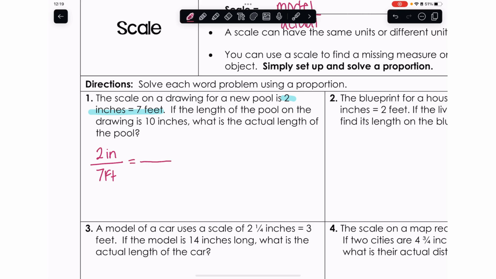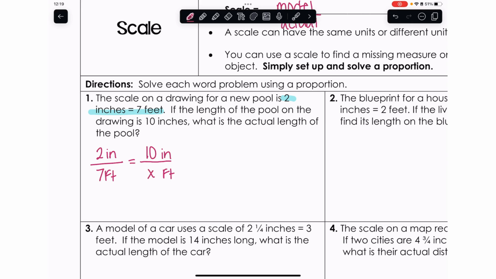We're going to set up a proportion to help us solve. So if 2 inches corresponds to 7 feet, we want to find the length of the pool. If the length of the pool in the drawing is 10 inches, I want to know what is the actual length of the pool. So here's where we have to be picky. I had my units as inches over feet, so when I set up my next fraction, I also need inches over feet. I'm given the length as 10 inches, so I need to put that number on top. I'm finding the actual length of the pool, which is the feet, so I'm going to put my x there.